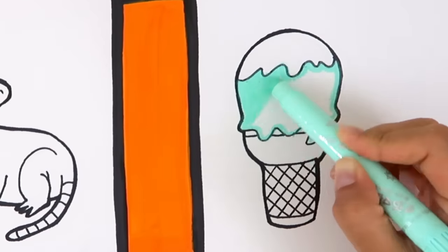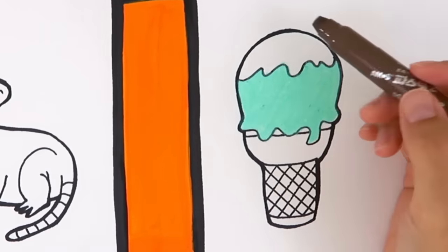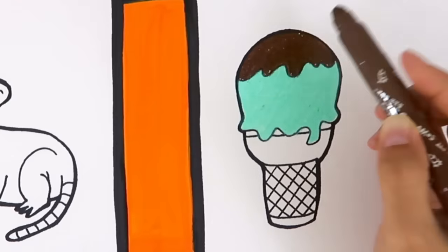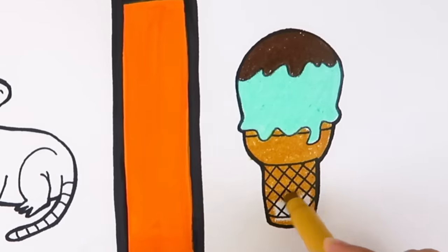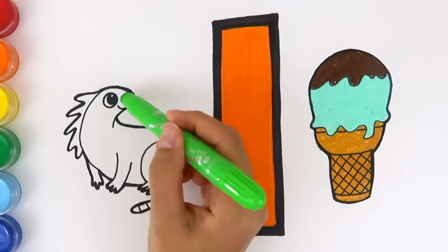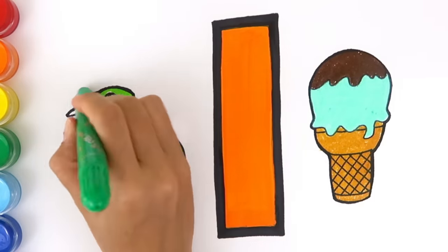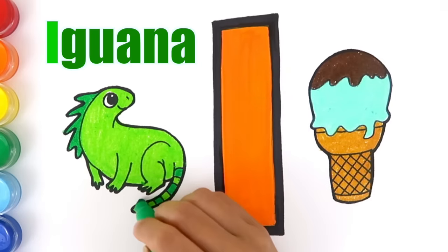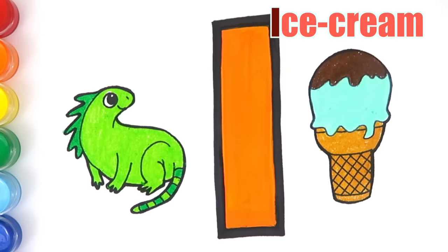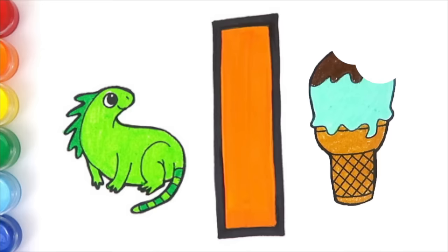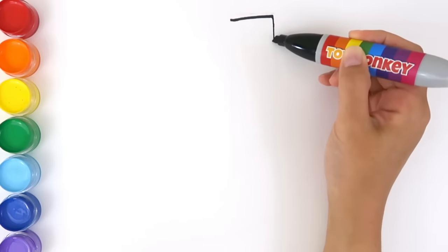What's your favorite ice cream flavor? This is a mint chocolate ice cream. Mmm, yummy! What color is the iguana? Iguana is green. I is for iguana. I is for ice cream. Next comes the letter J.